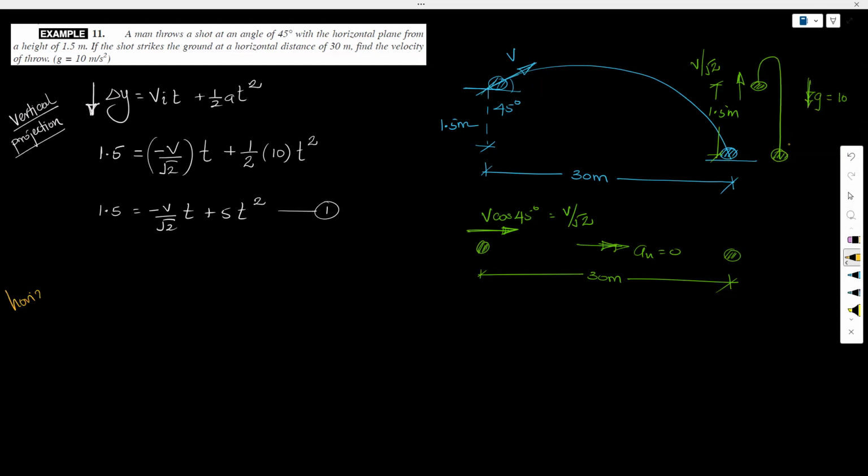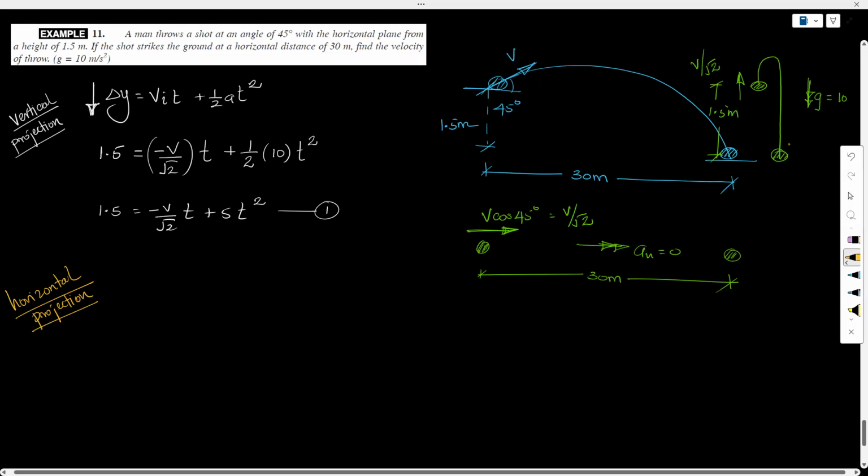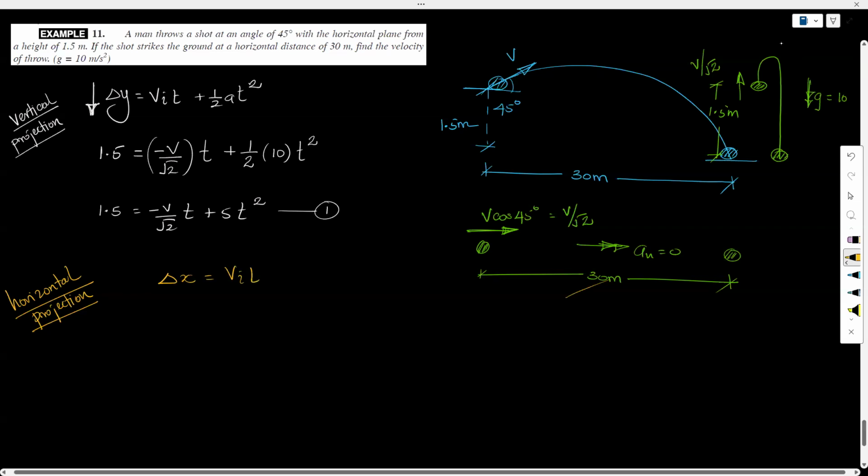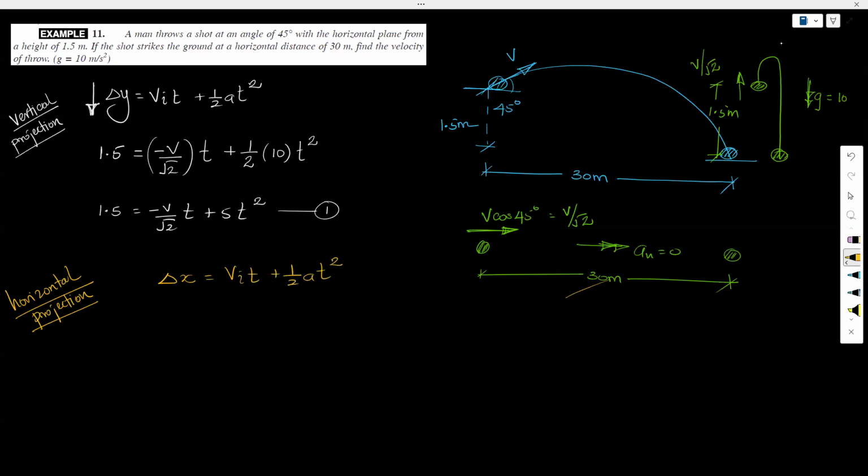So let's use the horizontal projection. For the horizontal projection, we know the displacement, and I'm going to use the same equation: delta x equals v_i t plus half a t squared. I'm going to consider anything to the right as positive. The displacement in the horizontal direction is 30. Initial velocity is v by root 2, and the time is t, and the acceleration is 0. I can say this is my second equation.